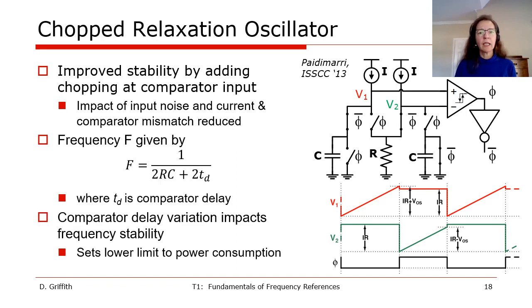Now, in this oscillator, the frequency is given by 1 over 2RC plus 2 times the comparator delay TD. Chopping has no impact on the comparator delay, so the frequency is still sensitive to any variation in the comparator delay, which might happen due to changes in temperature, supply voltage, or bias currents. And then that sets the lower limit to the power consumption for this architecture.